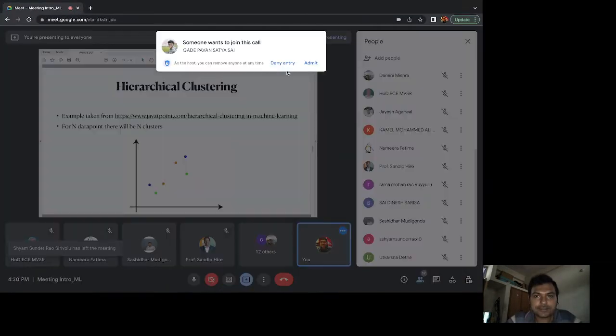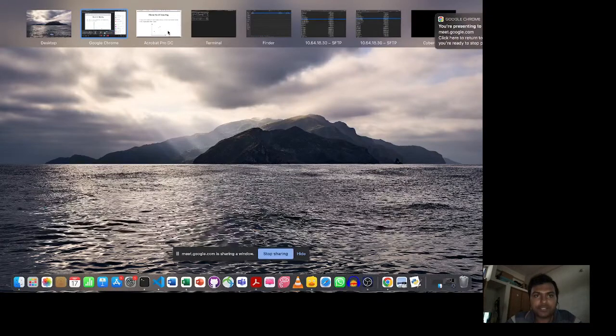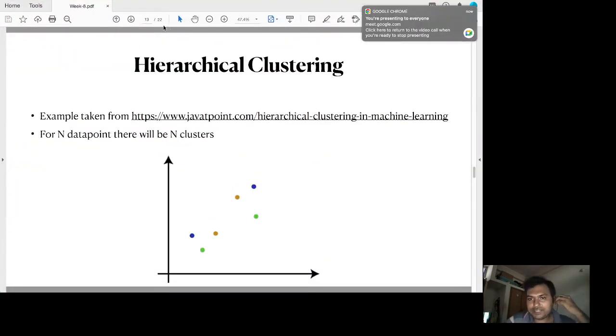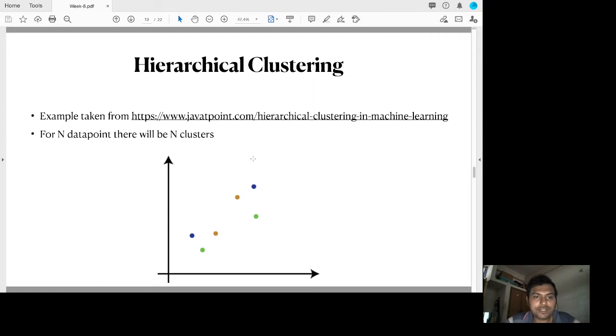This particular example I've taken from the internet, and I've given the link of this also. So for n data points, there will be n clusters. Let's say these are 6 data points, and we don't know how many clusters there are. Initially we start by saying that all of the data points are on their own, all of them are separate clusters.